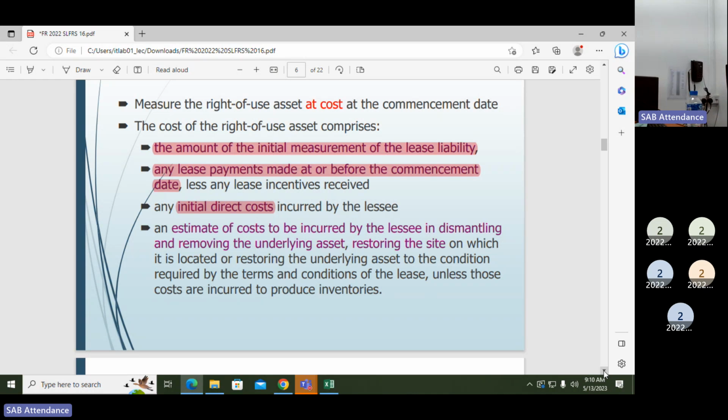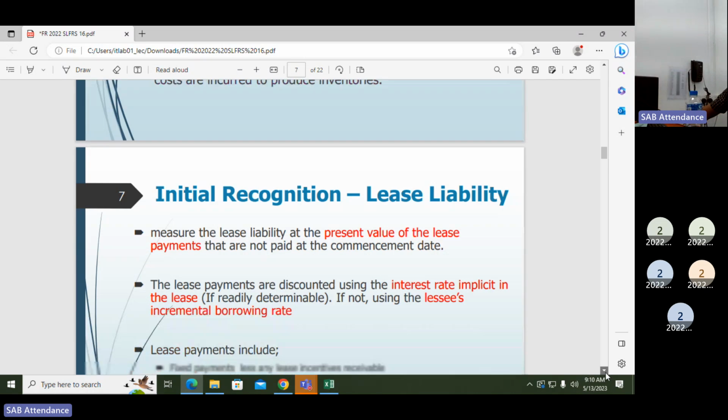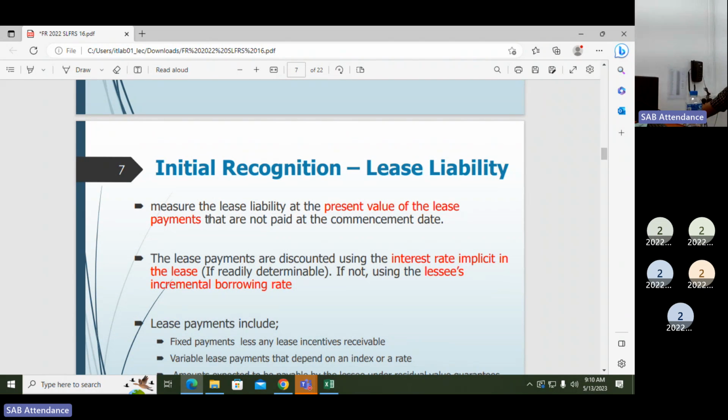So I was explaining the lease liability. For the initial measurement of lease liability, you always take the present value of the lease rental, the lease payments that are going to be made in the future. So the measurement of lease liability is the present value of lease payments that are not paid at the commencement date. Anything paid at the commencement date, that is the initial payment, the down payment, you credit cash and debit the asset. That does not become a liability because you are not going to settle it in the future.